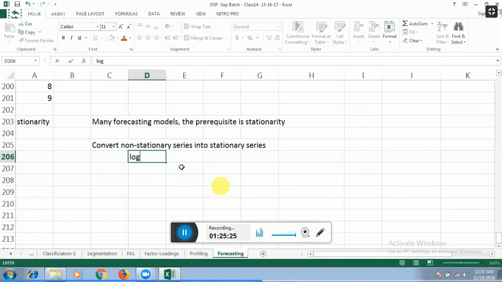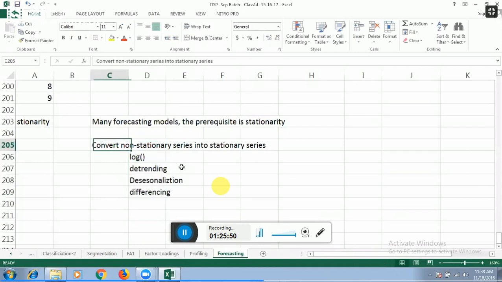One common approach is applying a log transformation, detrending, deseasonalizing, and differencing the series. These are the common approaches, or sometimes we use a combination of the approaches to convert a non-stationary series into a stationary series. If the series has a non-constant variance, applying a log transformation will be very helpful. If the series does not have a constant variance, in that kind of situation, the log transformation can be helpful.